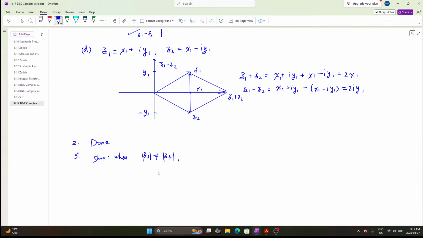We have the absolute value of the real part of z1 plus z2, over the modulus of z3 plus z4, less than or equal to the modulus of z1 plus the modulus of z2, over the absolute value of the modulus of z3 minus the modulus of z4. I want to prove this.